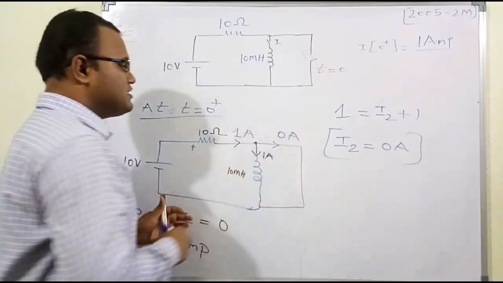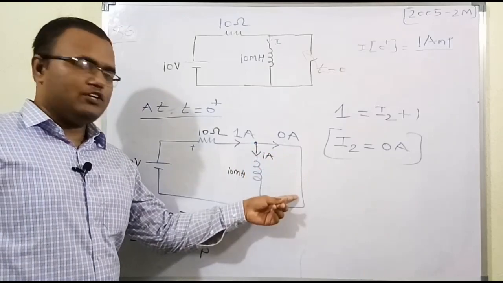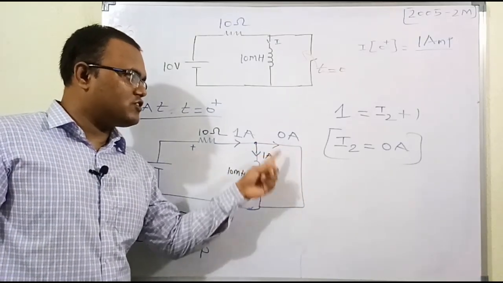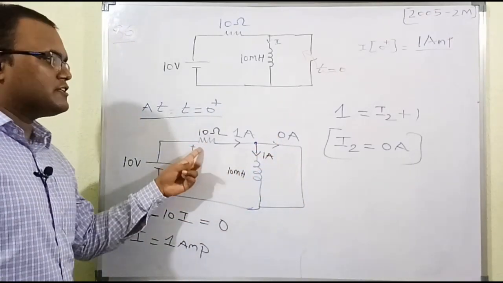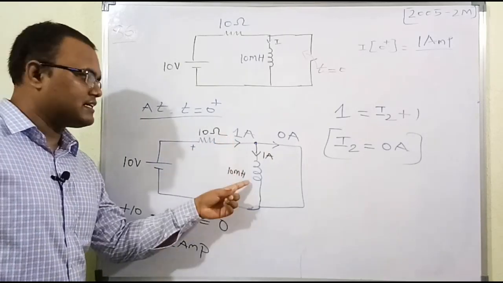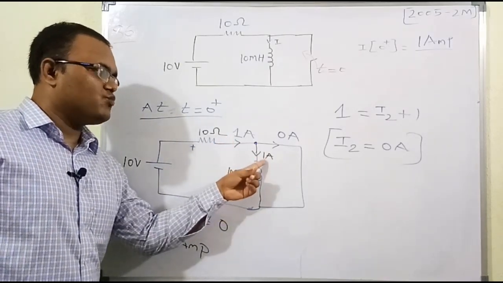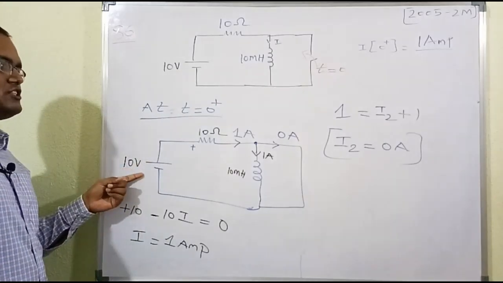What I am trying to say is, even though it is a short circuit, the current in the short circuit branch is 0 ampere, the current in the 10 ohm resistor is 1 ampere, and the current in the inductor is 1 ampere. This is the ideal voltage source.